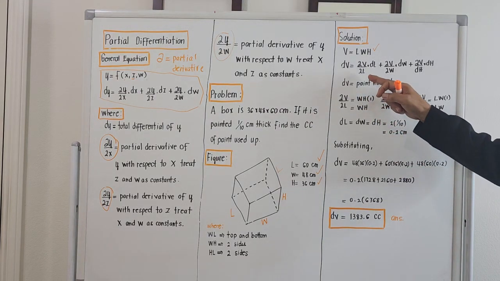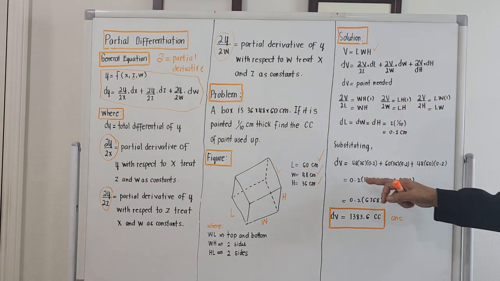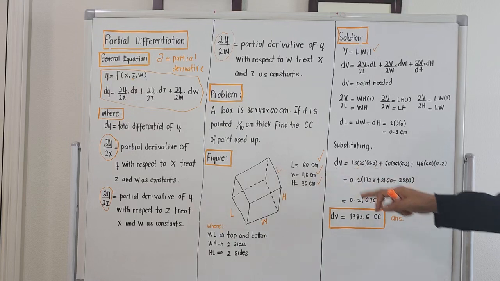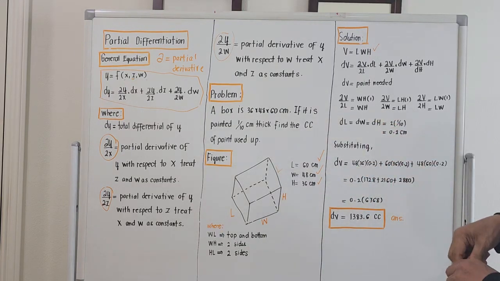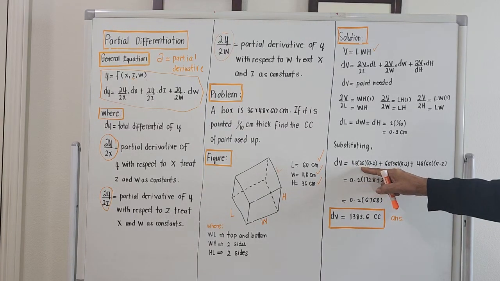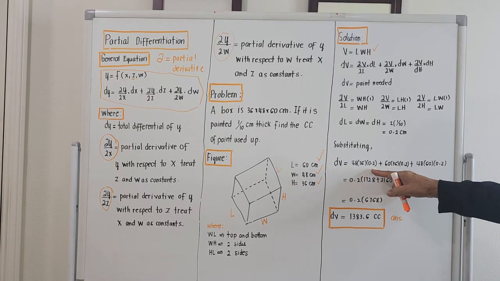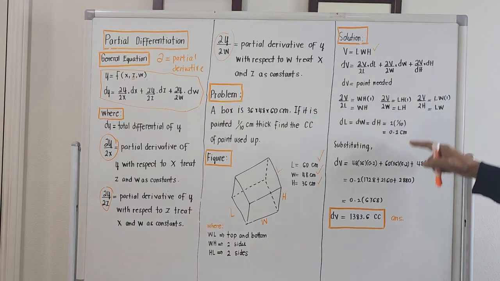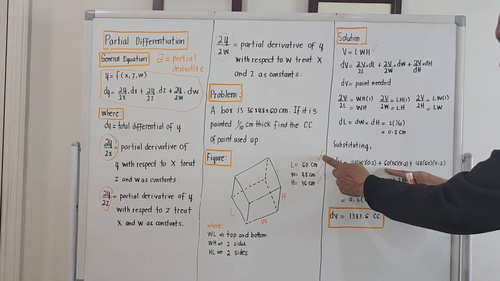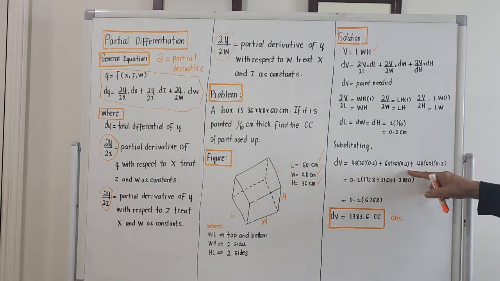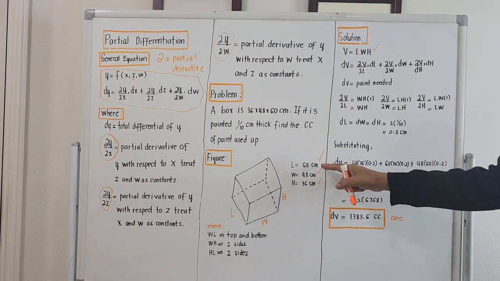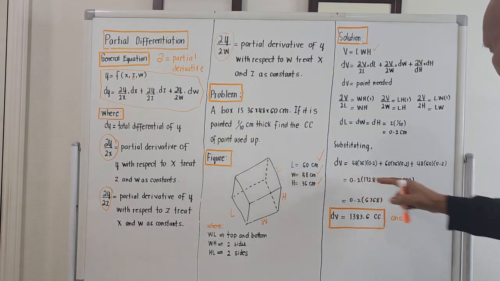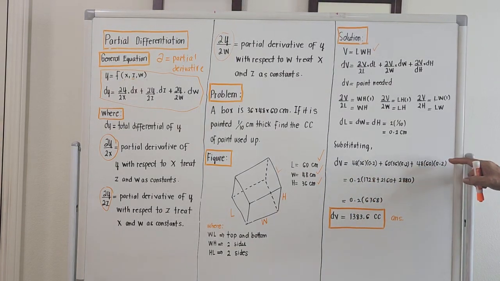So going back to this equation here, the differential volume now will be WH. WH is 48 times 36 times 0.2. The next one will be LH. LH will be 60 times 36 times 0.2. The third one will be LW. LW will be the product of 60 times 48. So this is 60 times 48 times 0.2.